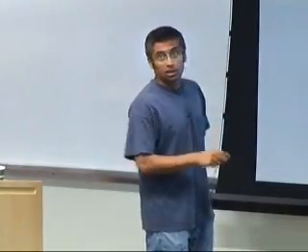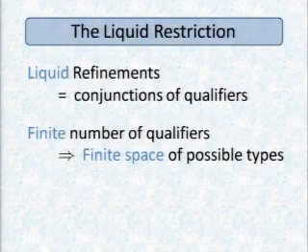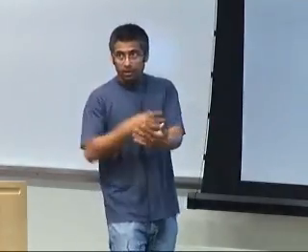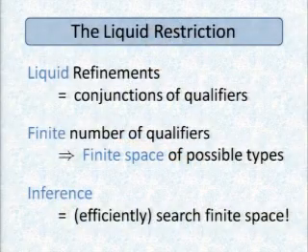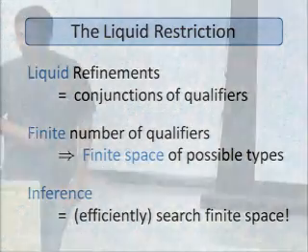They're conjunctions of logical qualifiers. Okay? And so how does this make inference possible? Well, if I give you a finite number of qualifiers, then that's a finite space of possible types. Right? For each type, there's some subset of those 25 qualifiers that can go in there, and I just have to figure out what that subset is. Okay, I've restricted the space of possible types. And so now inference boils down to just searching this finite space.